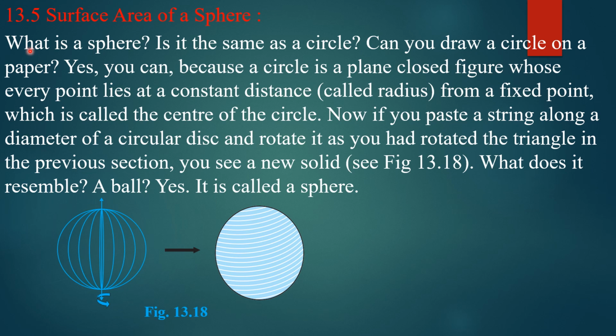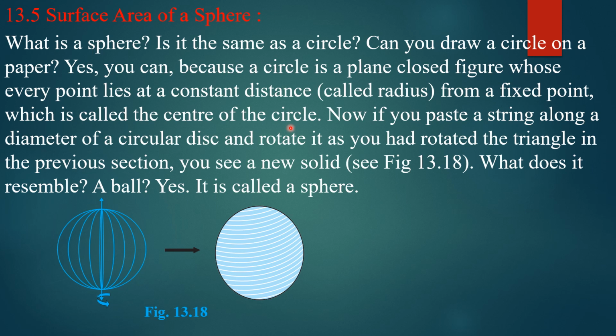Okay, my children? Right. First of all, let us define what is meant by a sphere. What is a sphere? Is it the same as a circle? Can you draw a circle on your paper? Yes, you can, because a circle is a plane closed figure whose every point lies at a constant distance called radius from a fixed point, which is called the center of the circle. Do you know the definition of a circle, children?